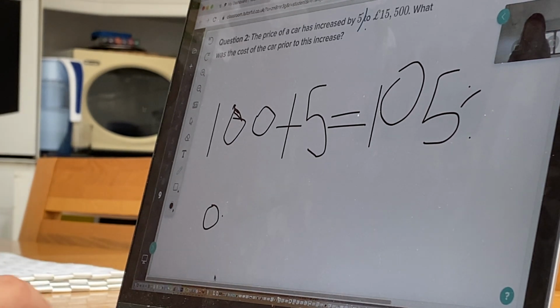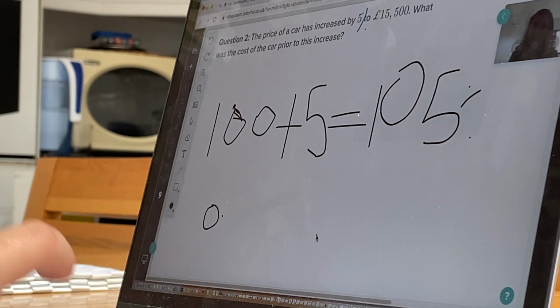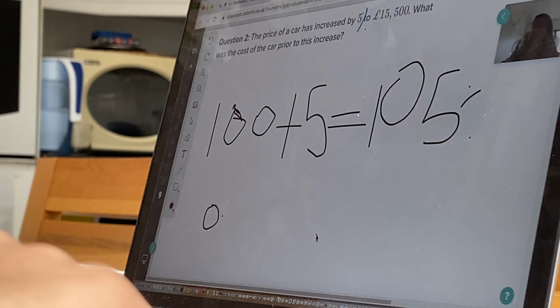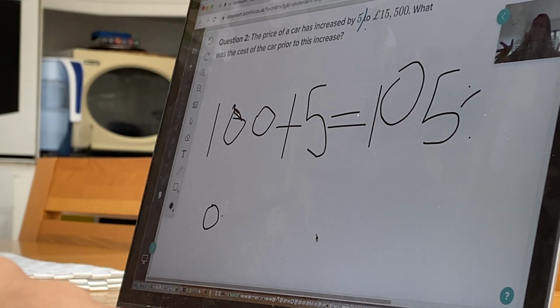Divide by 10? No, not by 10. Divide by 100. Remember that percentage is per cent. Cent, there are 100 cents in a euro, for example. So we're dividing. Percentages are out of 100, basically.